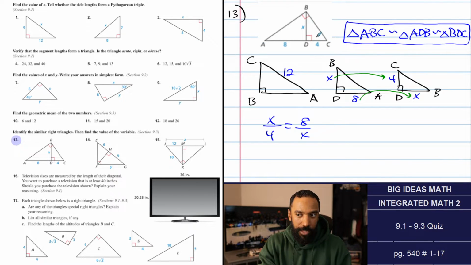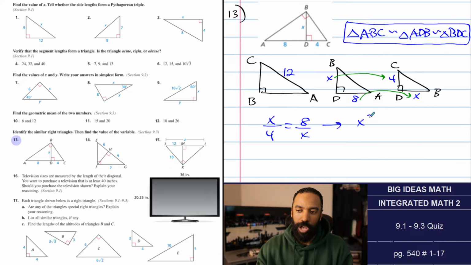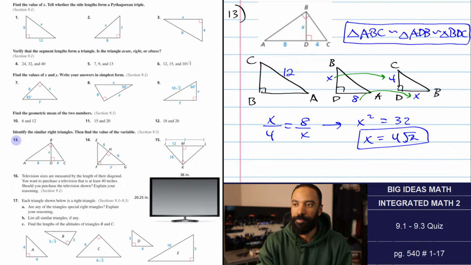There's more than one way to solve this. From this triangle alone, we could do it, but I want to take advantage of the redraws that I have, set up that proportion, and solve. X squared is 8 times 4, that's 32. Take the square root of both sides, you'll get root 16 times root 2, which is 4 root 2. That's the value of x.